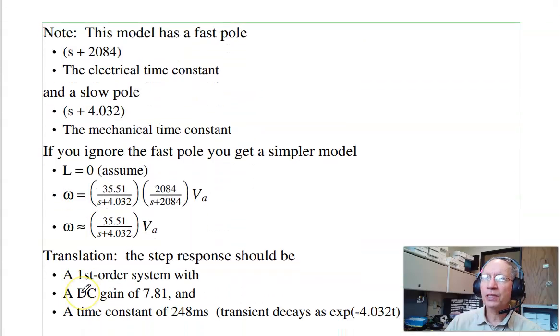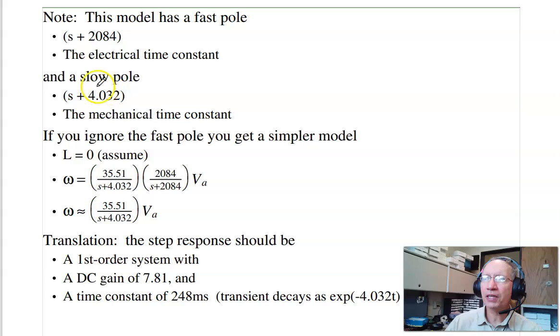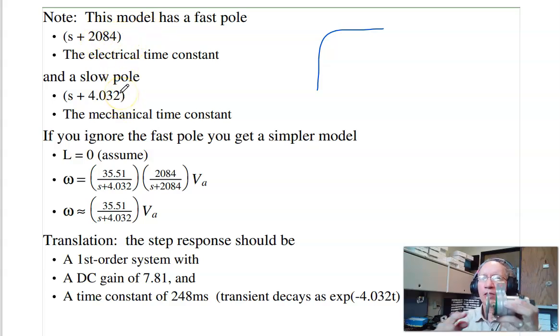Now, kind of note, this has two terms. I've got a fast pole and a slow pole. The fast pole primarily is the inductor resistor. As I apply voltage, it takes a little bit of time for the current to build up. That's defined by this time constant. The mechanical time constant is the 4. So it's got some inertia. I'll apply torque. It's going to speed up.